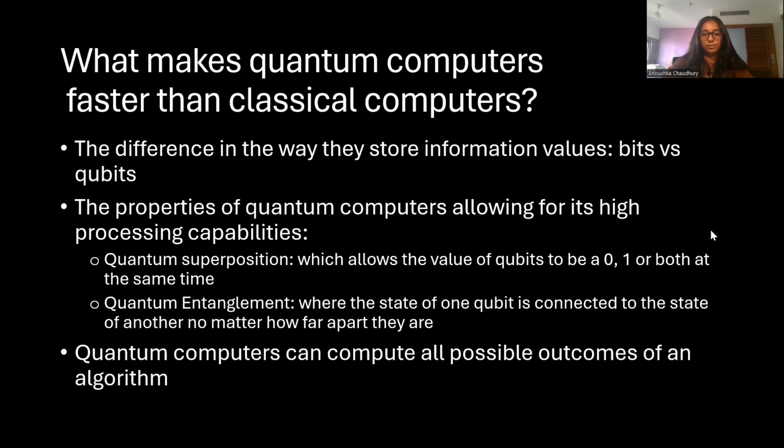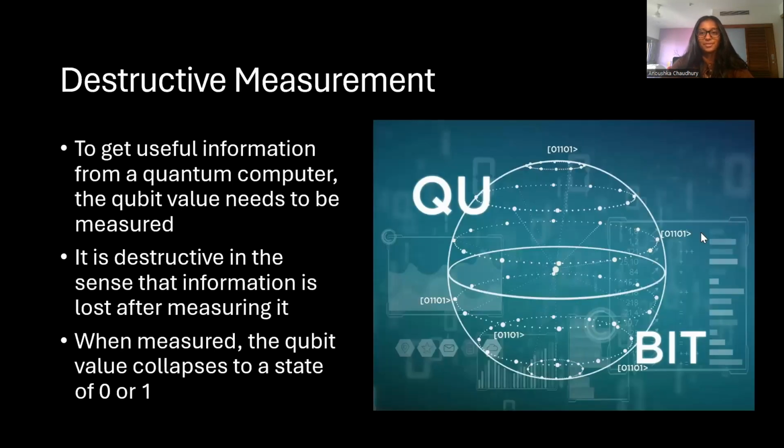But to get any useful information from quantum computers, we need to measure qubit values. The measurement of qubits is also called destructive measurement. This is simply because the state of the qubit could be anything, but all we know after measuring it is one specific value, which is a 0 or a 1. So it's destructive in the sense that it destroys information.